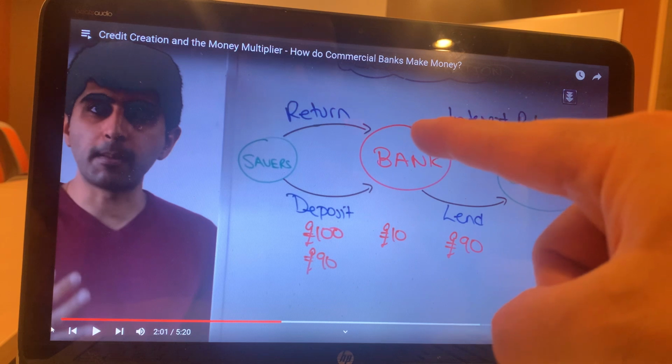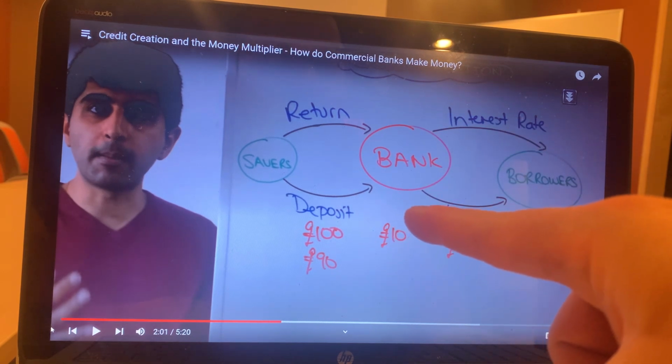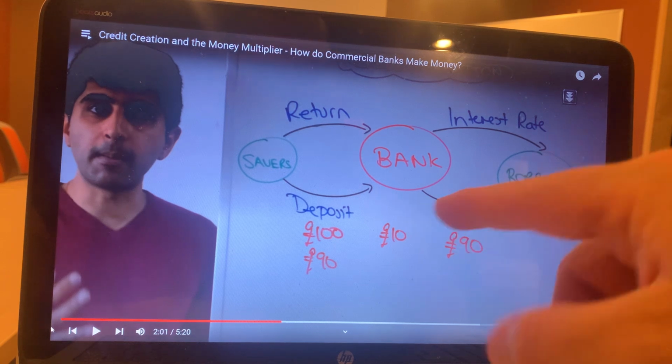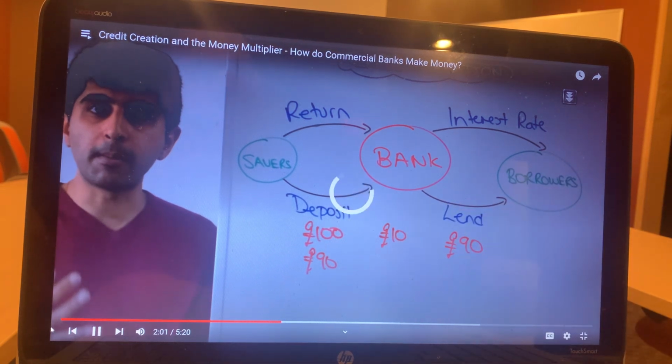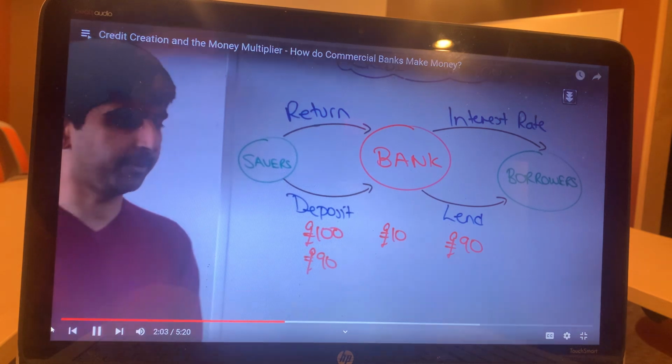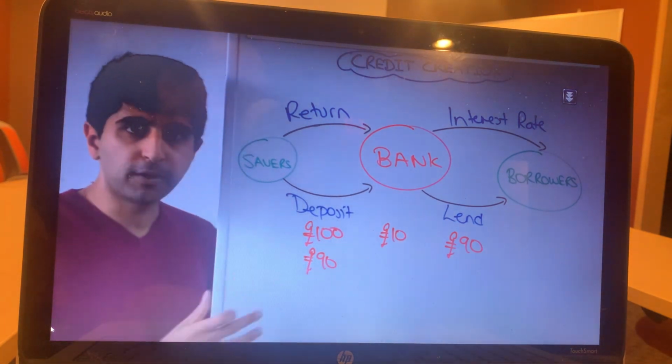But we're talking about credit. We're not talking about physical money. We're talking about what's on the ledger books, remembering that deposits form a key part of the money supply. So now £90 are back into the bank.